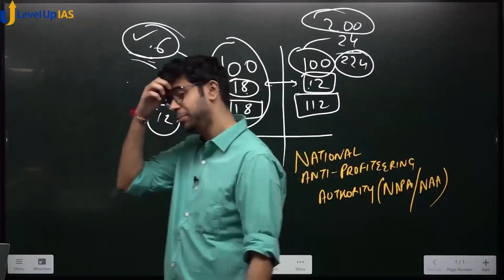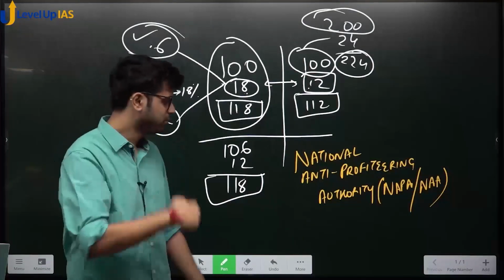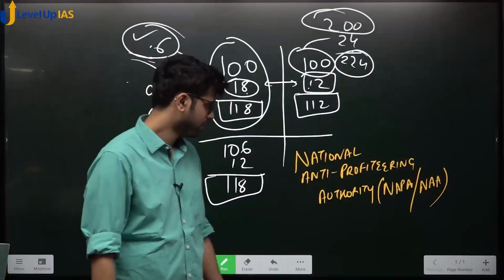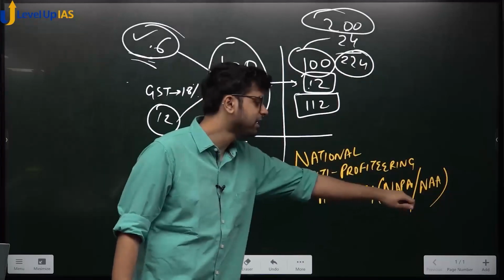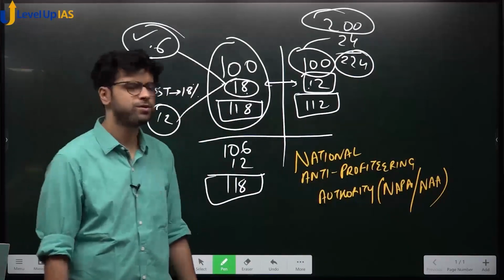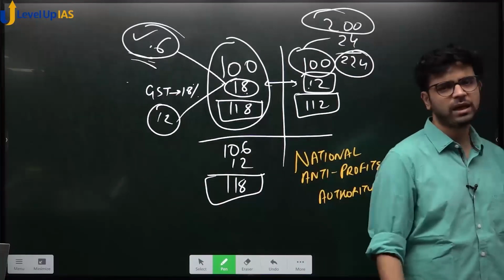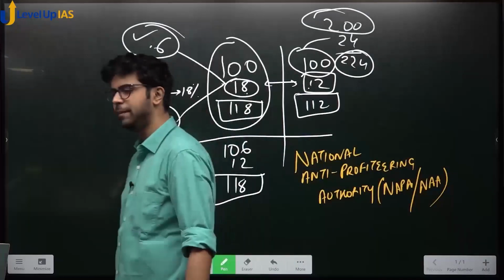Do you understand the name? National Anti-Profiteering Authority, sometimes called NAPA or NAA. Because this is hyphenated, it is only one word, anti-profiteering, so only one A is there. Or you can call it NAPA also. Somewhere NAPA is mentioned, somewhere NAA is mentioned. Some newspapers, books and resources mention NAPA, and some of them mention NAA.